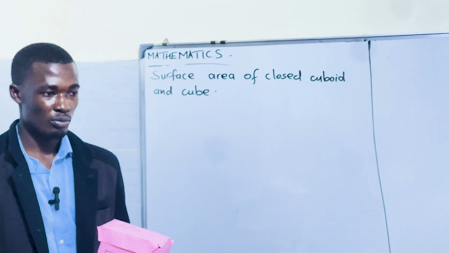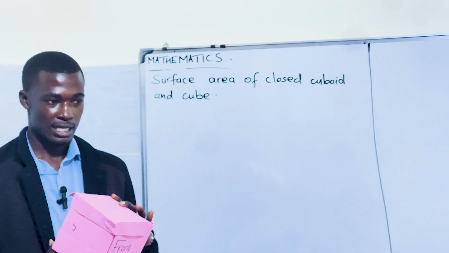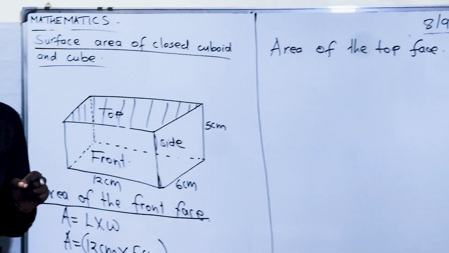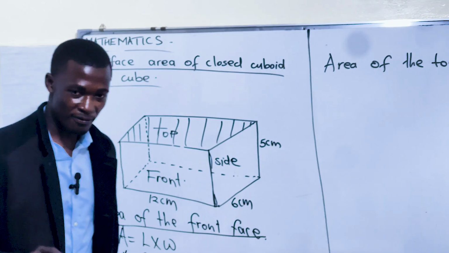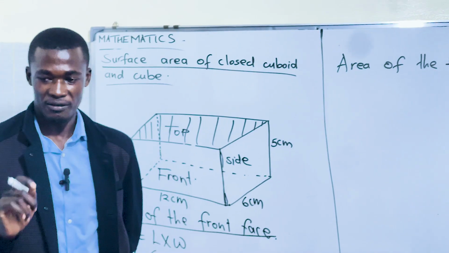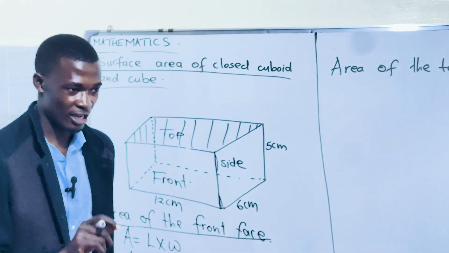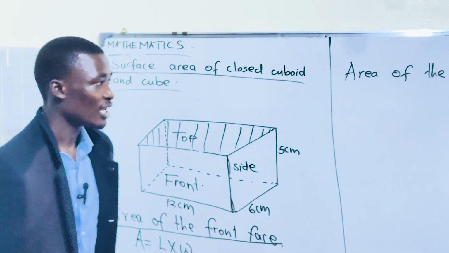We have an example of a 3D object, which we call a cube. What shape makes up the top face? Yes, Mulki, it is a rectangle. Therefore, if the shape at the top is a rectangle, what is the formula for finding the area of a rectangle? Yes, Kifa? Length times width.